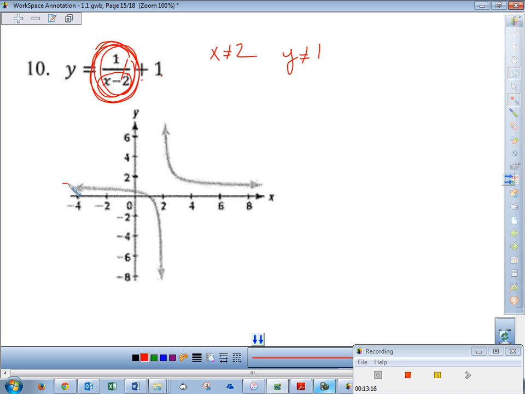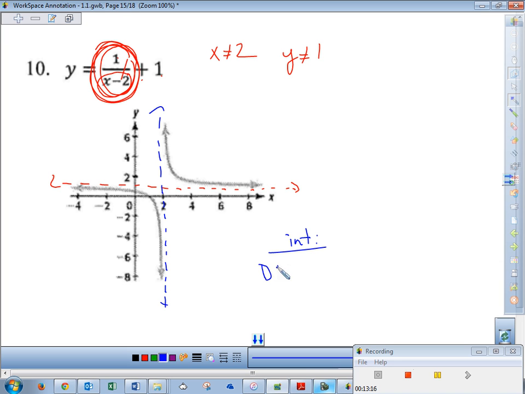You can see it on the graph too. Remember those asymptotes right here? There's y equals 1. Remember, y equals 1 is a horizontal line, and that's right there at 1. And x equals 2 is an asymptote. This graph will approach it, but never, ever touch it. So let's do the easy one first. Let's do interval notation on the domain.